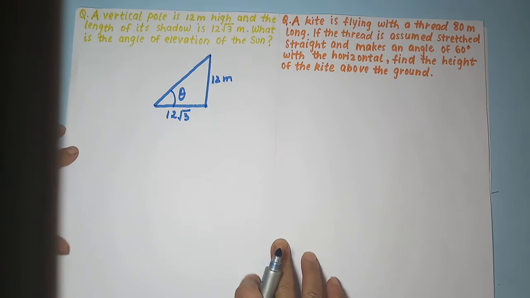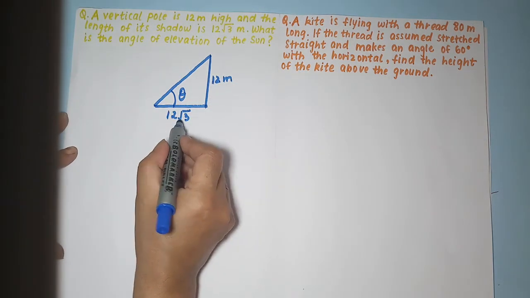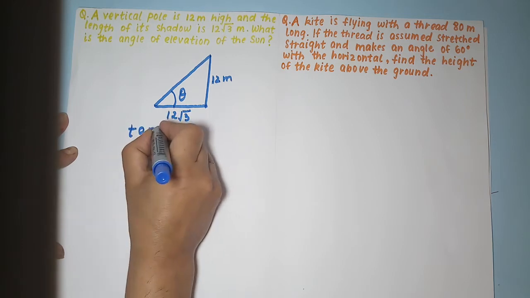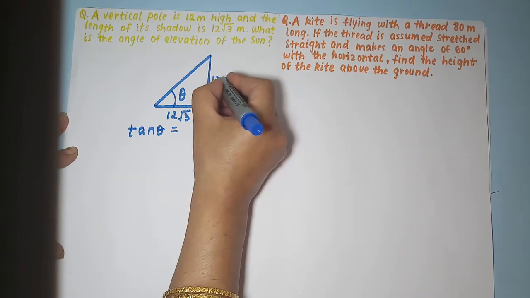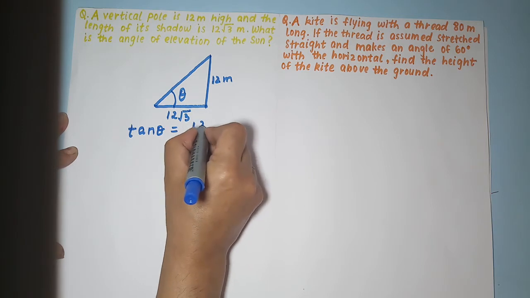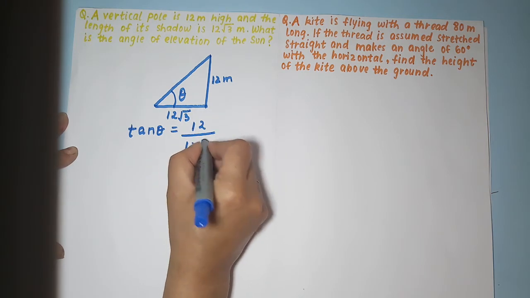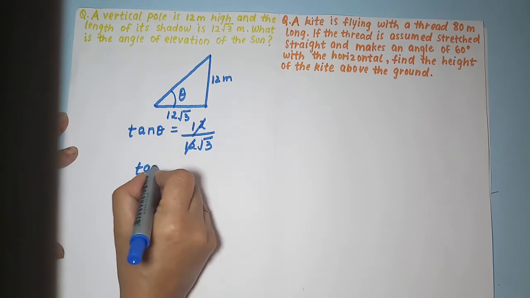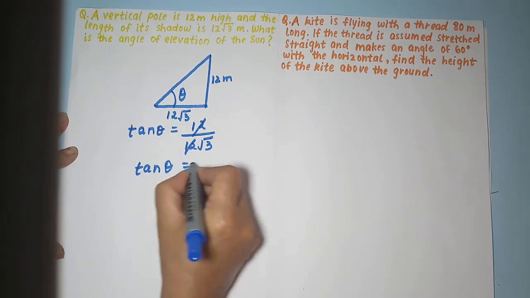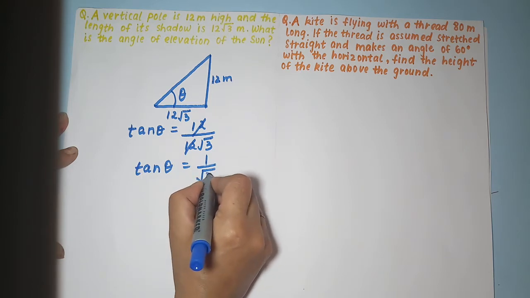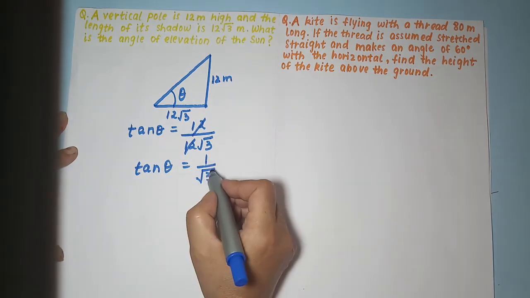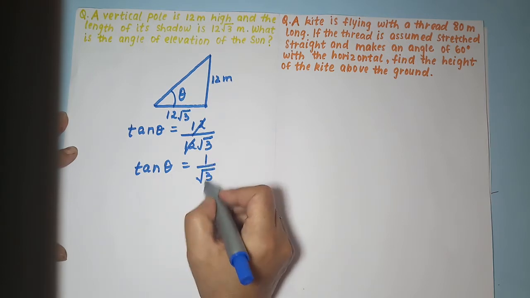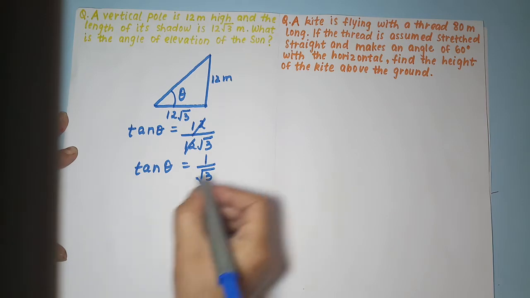Now since opposite and adjacent are given here, we will make use of tan. So we will write tan theta is equal to opposite upon adjacent, that is 12 upon 12 root 3. This 12 and 12 will go. We are left with tan theta is equal to 1 by root 3. Now, for which angle of tan we have 1 by root 3? Tan 30. Tan 30 is 1 by root 3.